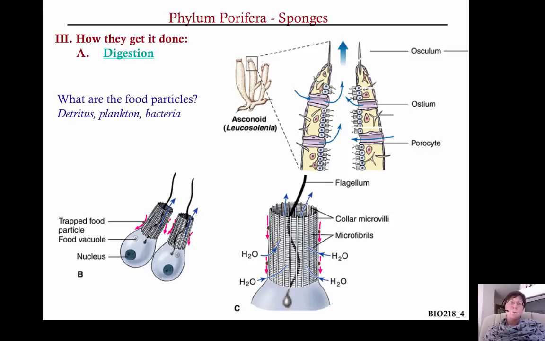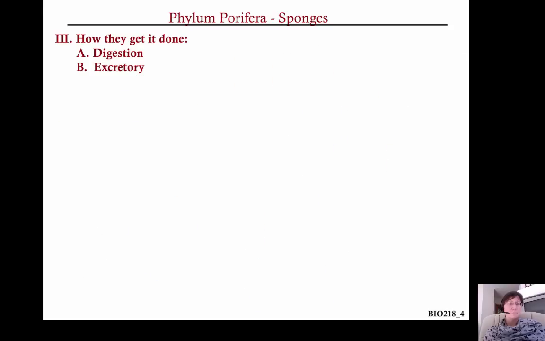Oh, just to reiterate, food particles can be detritus, which is just broken down materials from something that's died. It can be plankton, either phyto or zooplankton, or bacteria. Okay, what about their excretory system? So these guys don't have a full excretory system like we have. So what they do is they use vacuoles to take those broken down waste products and then release them out through the pinacocytes. So it's diffusion via contractile vacuoles.